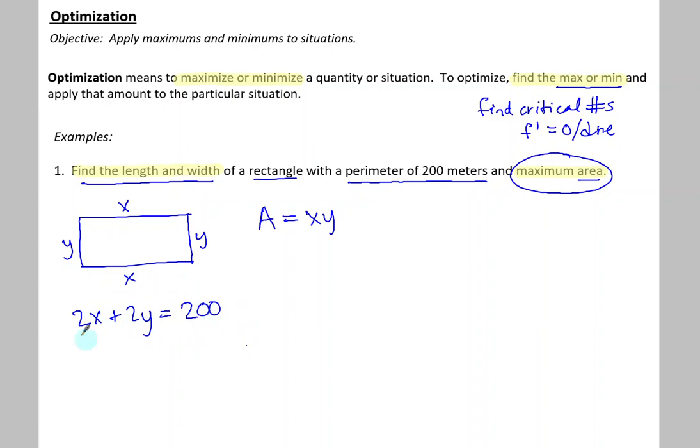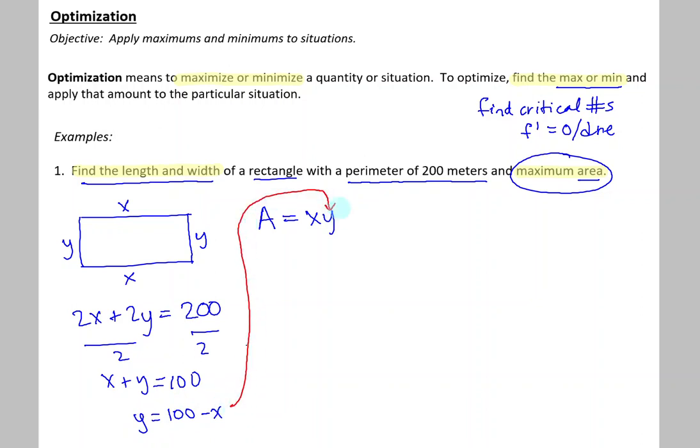Now I can solve this equation. I would like first to divide both sides by 2. So I get x plus y equals 100. And then getting y by itself, y is 100 minus x. Now I can substitute the y into the y in the area equation. So now my area equation looks like this: x times 100 minus x. Now area is all in terms of x, and the derivative will be easier.